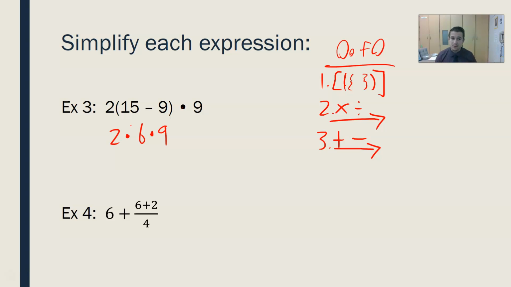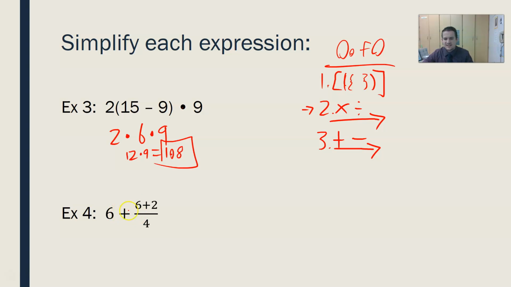There's no more grouping symbols, so next I'm going to go ahead and multiply and divide from left to right. So 2 times 6 is 12, times 9, 12 times 9 is 108, I believe. 12 times 9 is 108, so that is my final answer. Do a couple other ones.